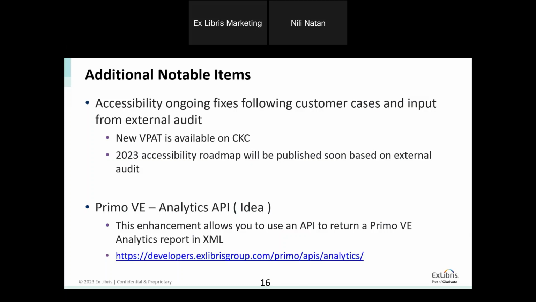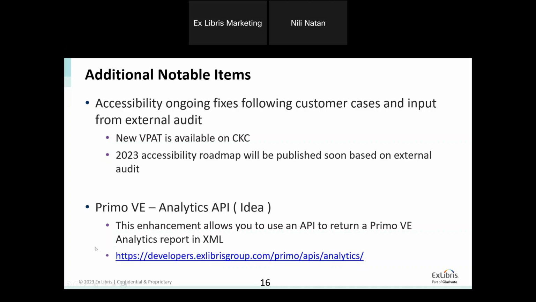Okay, I think that we cover almost everything, a few more updates we'd like to share with you. We've conducted an external audit during December and January. We got a list of issues to fix, and we've updated the CKC with a new VPAT. We will also update soon over there the roadmap, which is based on the input that we got from this external audit. You can also find in the May release notes a list of issues that were fixed for accessibility that are coming from this external audit, and you will see it during the year.